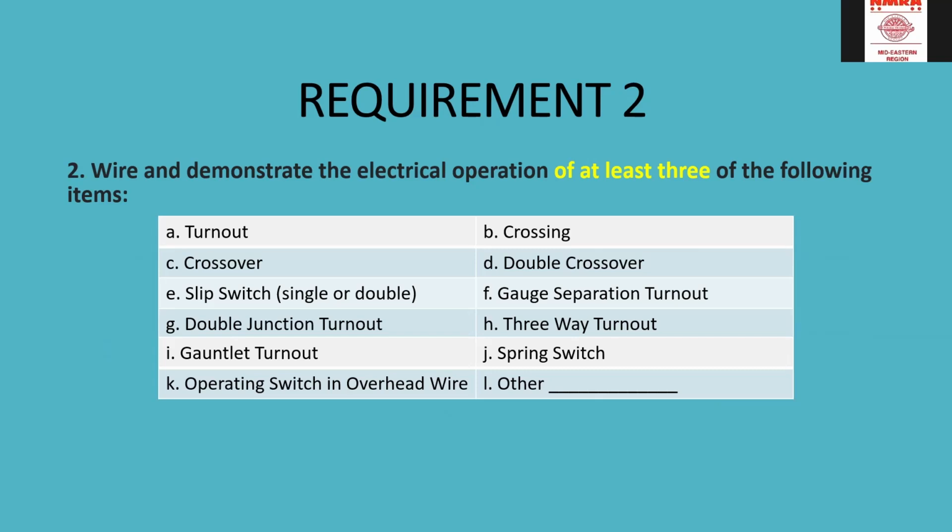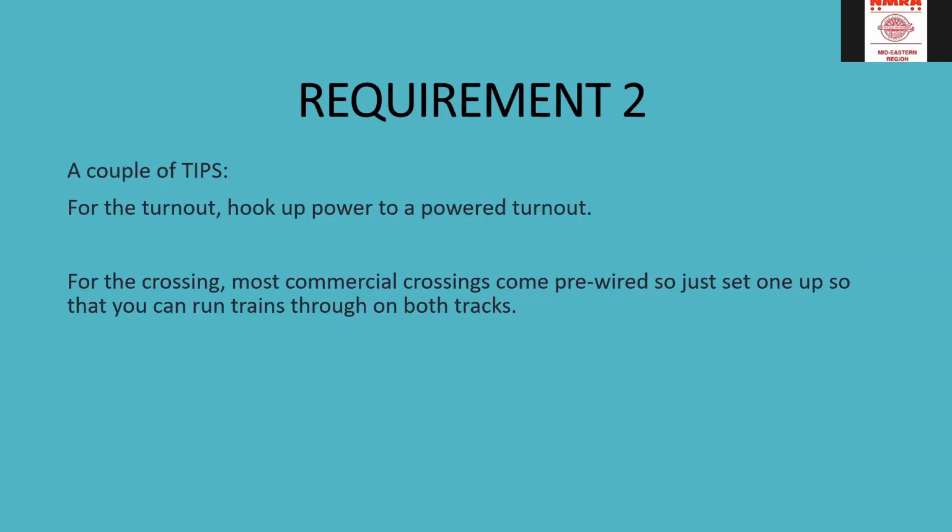Now, some interpretations are saying that we could have 3 turnouts. Another interpretation is that you have to have a turnout, perhaps a crossing, and perhaps a gauntlet turnout as an example. So we need to clarify that with our AP manager to see exactly what needs to be done.